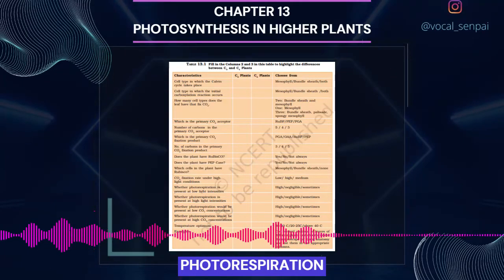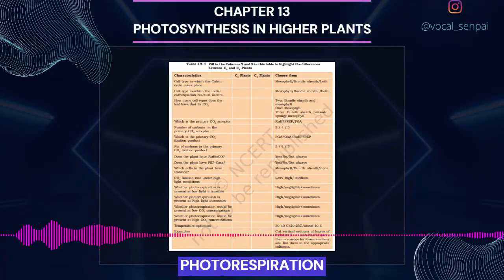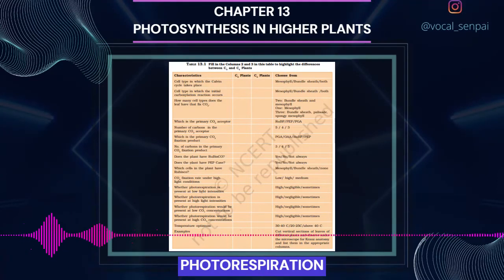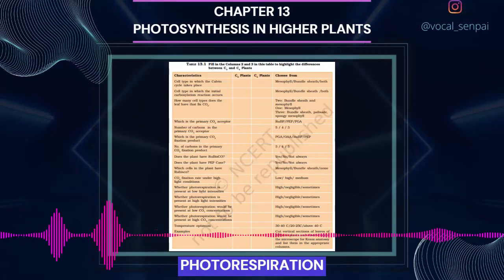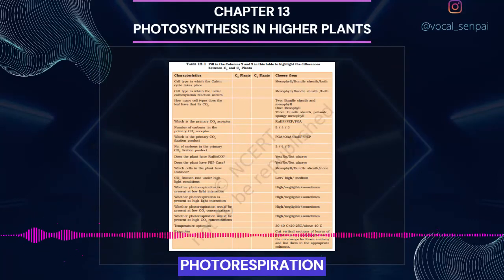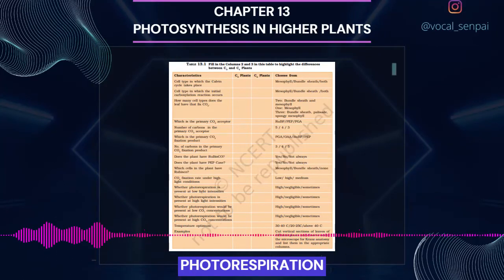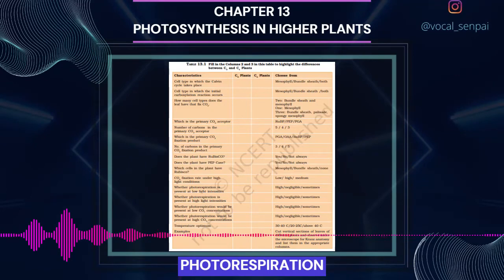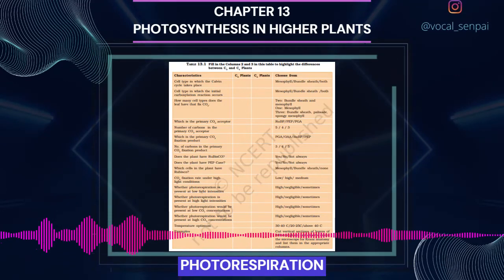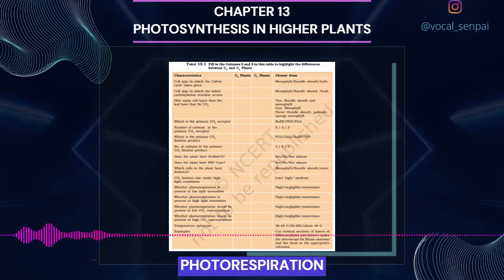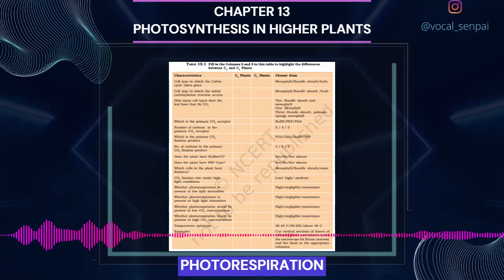In C4 plants, photorespiration does not occur. This is because they have a mechanism that increases the concentration of CO2 at the enzyme site. This takes place when the C4 acid from the mesophyll is broken down in the bundle sheath cells to release CO2. This results in increasing the intracellular concentration of CO2. In turn, this ensures that the Rubisco functions as a carboxylase, minimizing the oxygenase activity.